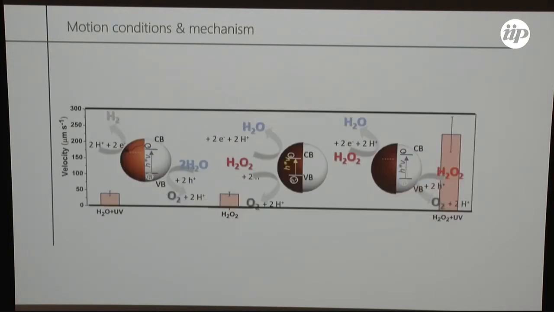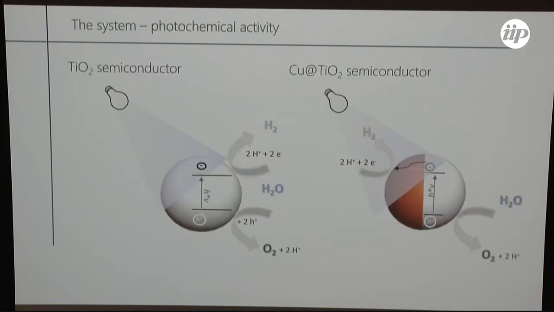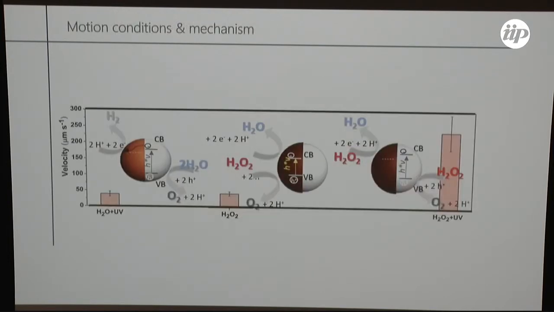So when we use our titanium copper particles, we can use them in 3 different conditions. We can use them in water with UV light, with very energetically rich UV light, but we can also use them in peroxide with just yellow light, or we can use them in peroxide with UV light, and they will have different speeds of motion. Obviously, if we give them a very energy-rich fuel and an energy-rich source of light, then they move much faster than in the other 2 conditions.